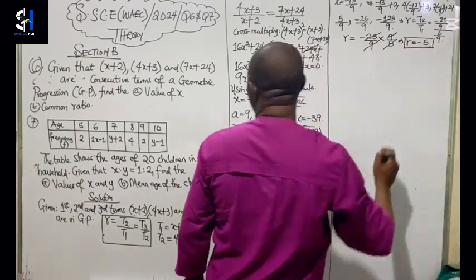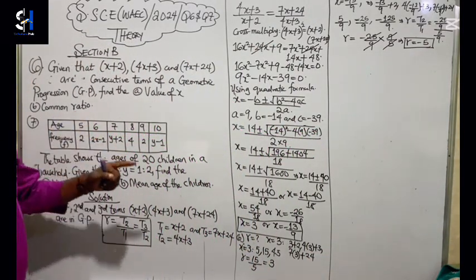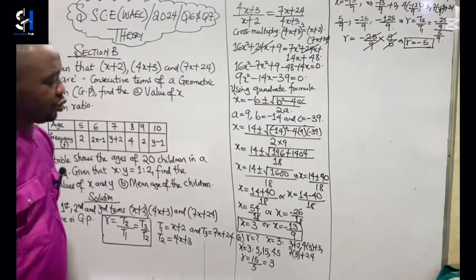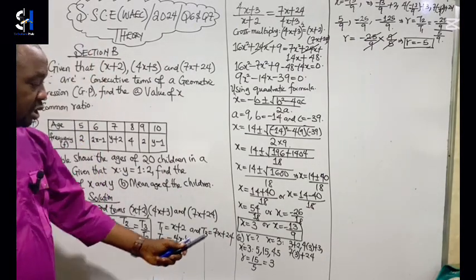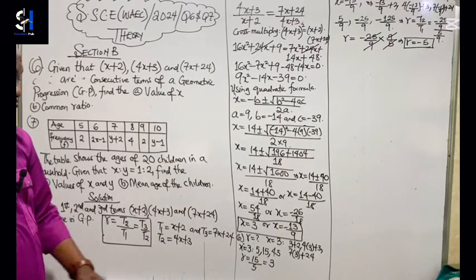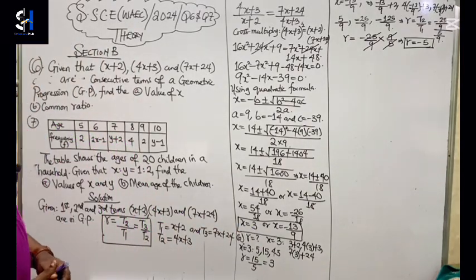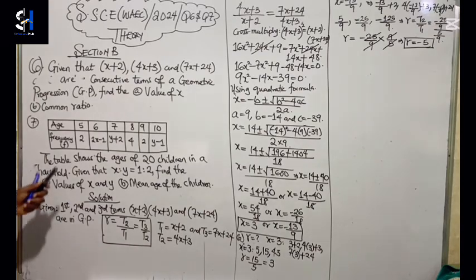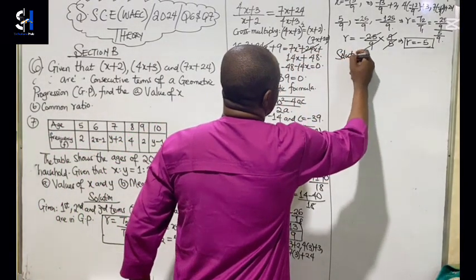But remember, this is very important, because we got two values for x. One is when x equals 3, and the other value is when x equals minus 13 over 9. And that is our solution for B. All right, number 7.